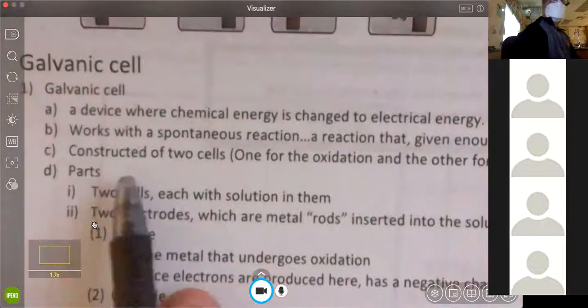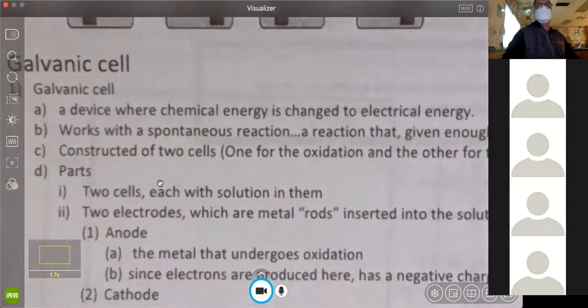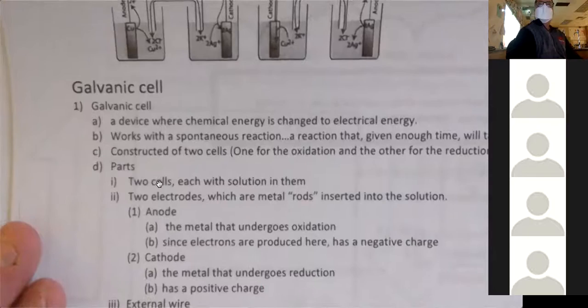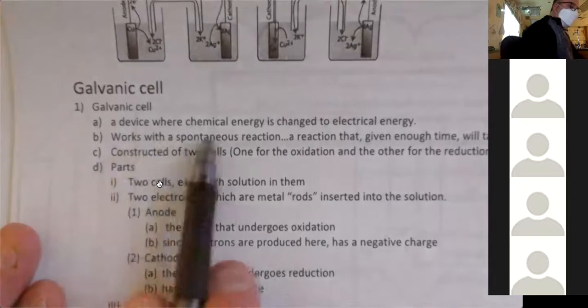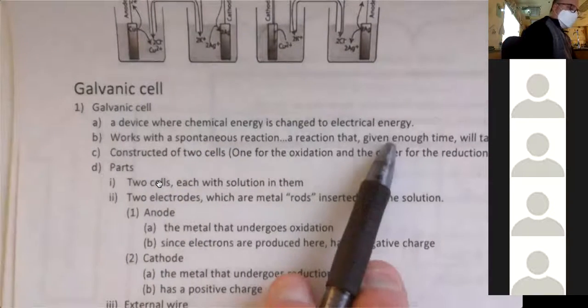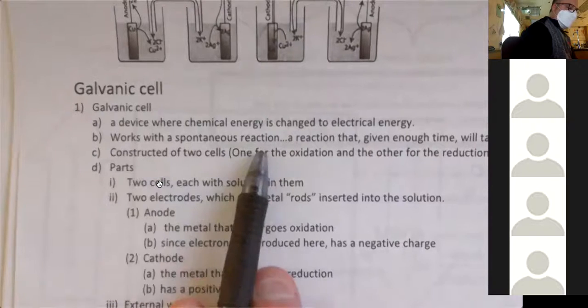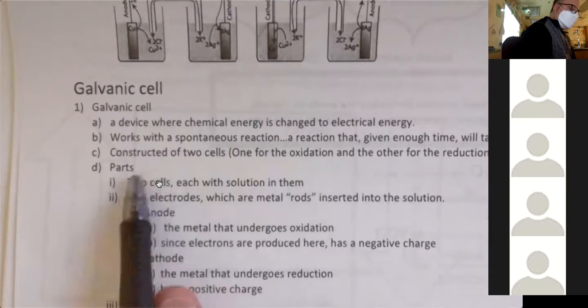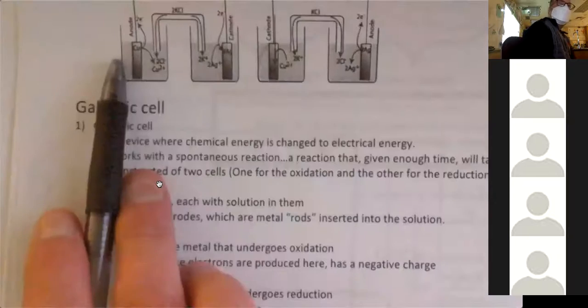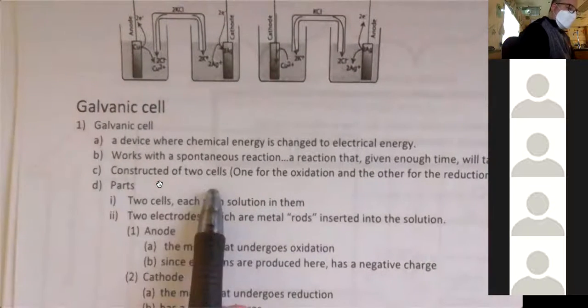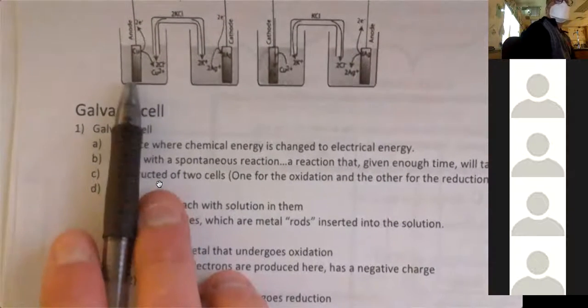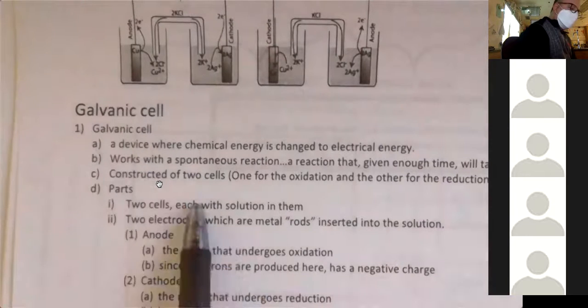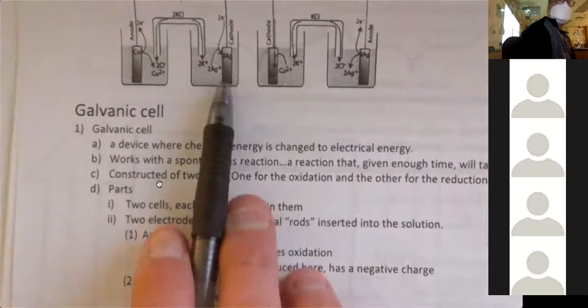Cool. So let's see what this says after that description. See if I missed anything. A galvanic cell is a device where chemical energy is changed into electrical energy. We've covered that. It works on a spontaneous reaction. We've covered that. Constructed of 2 half cells. Covered that. 1 for oxidation. Oxidation is where the anode occurs. And 1 for reduction. Reduction is where the cathode occurs.